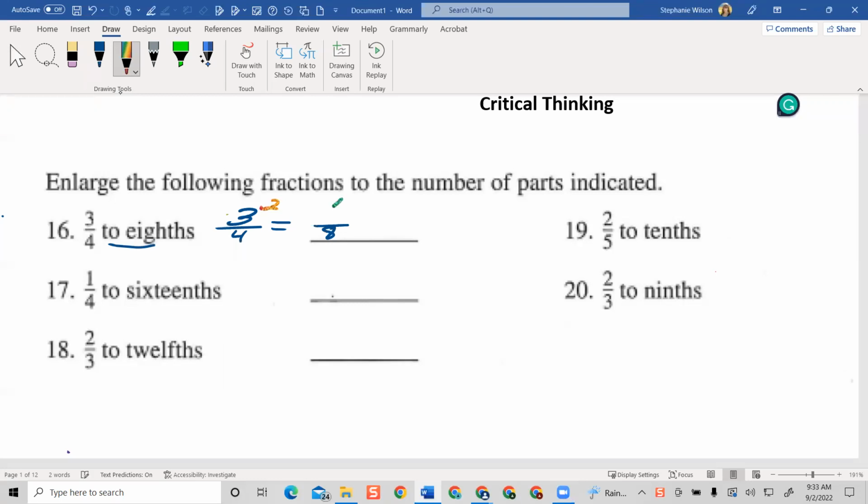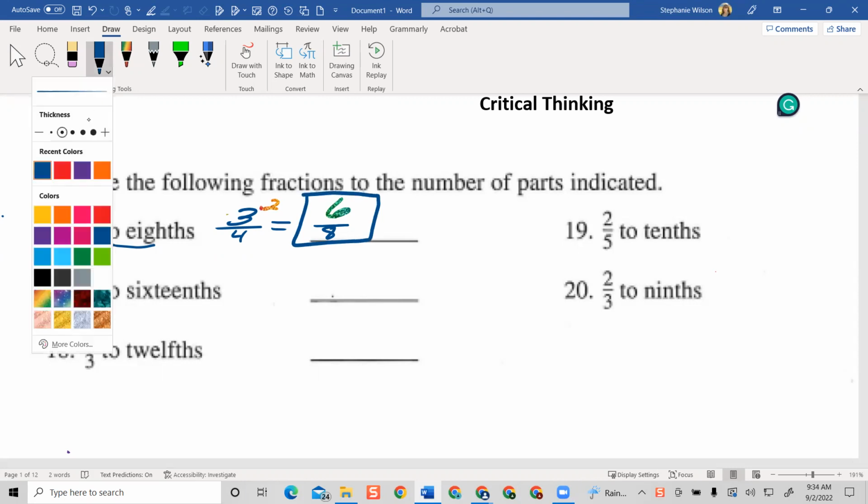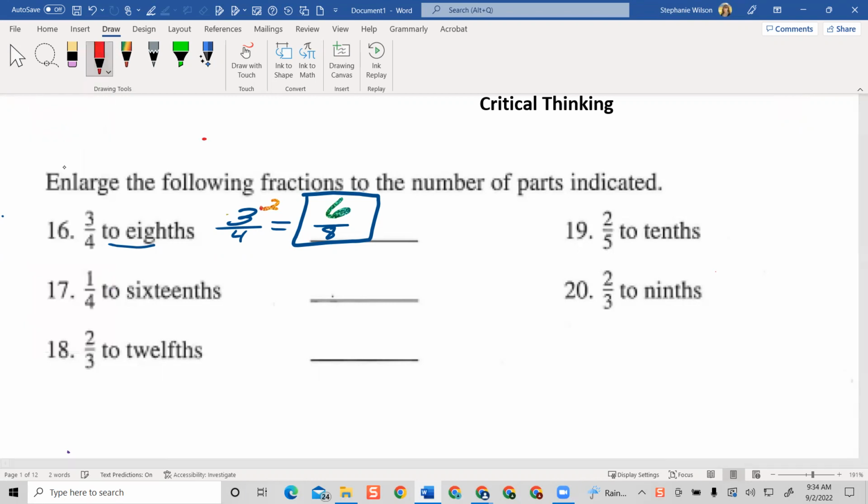So 3 times 2 is 6. So now I have 6/8. That's what that fraction enlarged to. Let's look at the next one. It says 1/4, and we're going to enlarge it to sixteenths. So I asked myself, what did I multiply the 4 by to get 16? Well, it's 4. So 1 times 4 is 4. So it's 4/16.